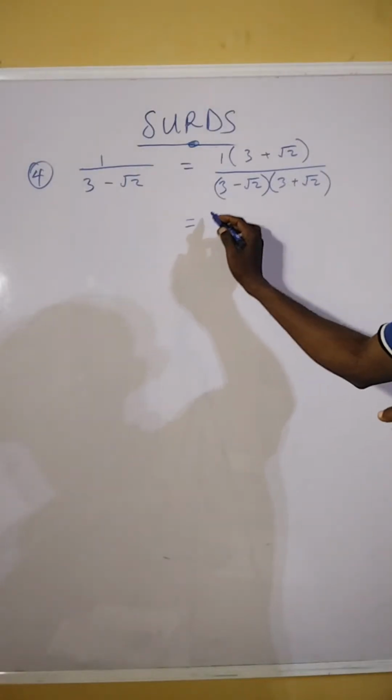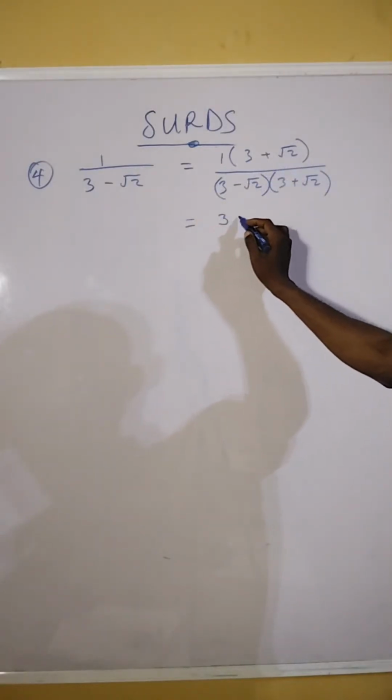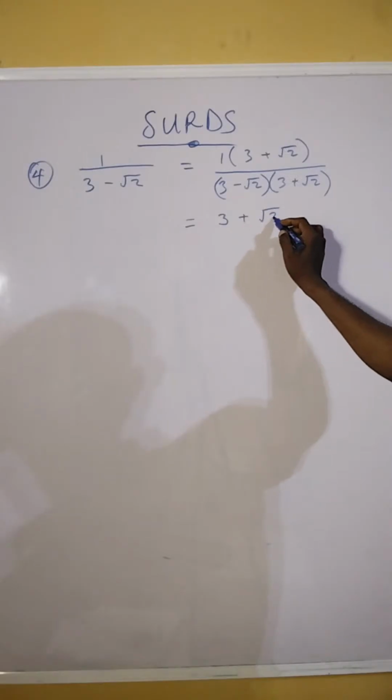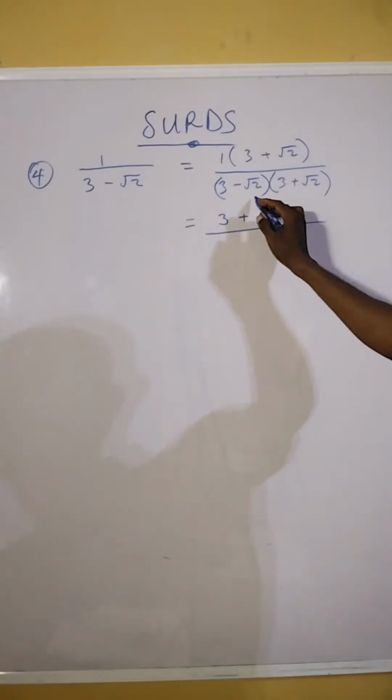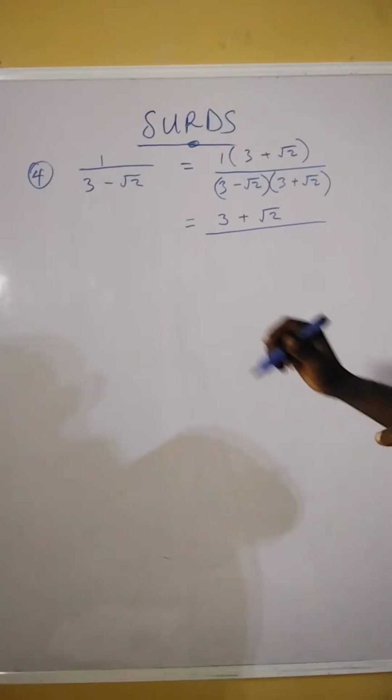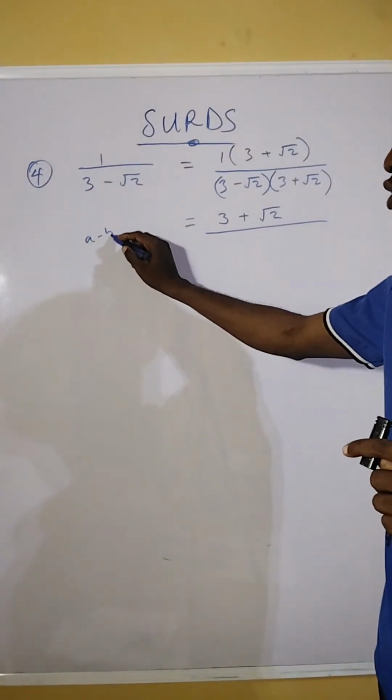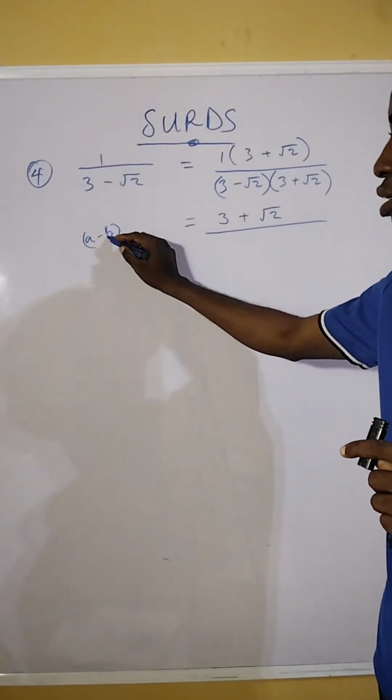So when we expand here, we also have 1 multiplying this. We still have 3 plus root 2 divided by, these are also conjugate surds. As this one, we have a minus b into brackets.